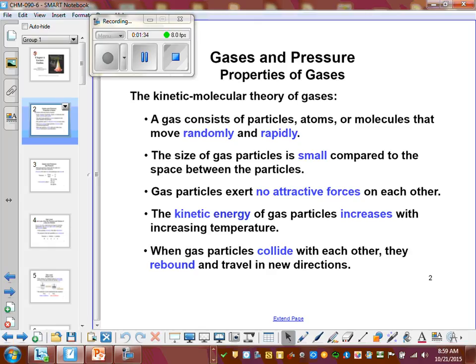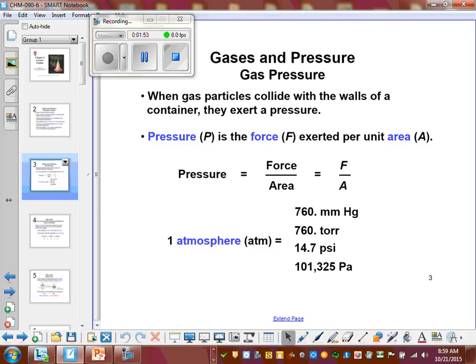When gas particles collide with each other, they rebound and travel in new directions. So think of a pool table. When you break the balls and they go scattering all over the table, they hit each other, they bounce off, they go in different directions. When gas particles collide with the walls of the container, they exert a pressure.